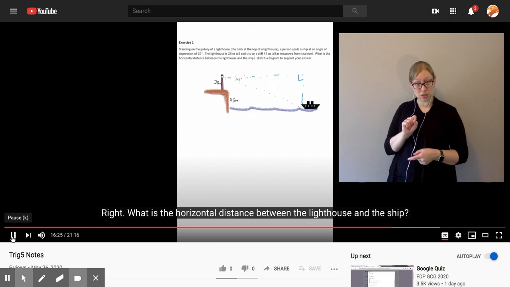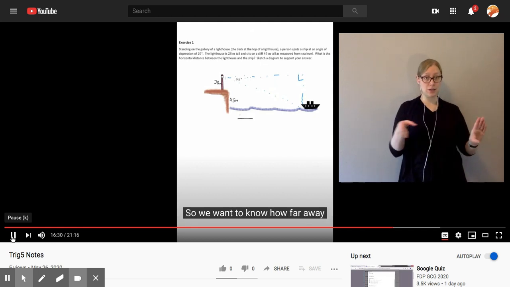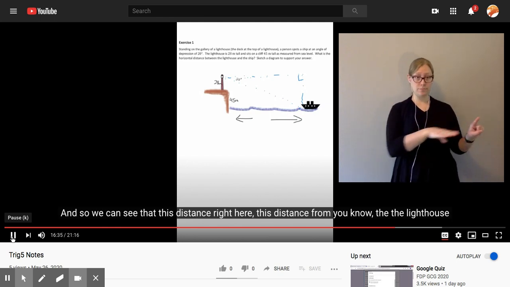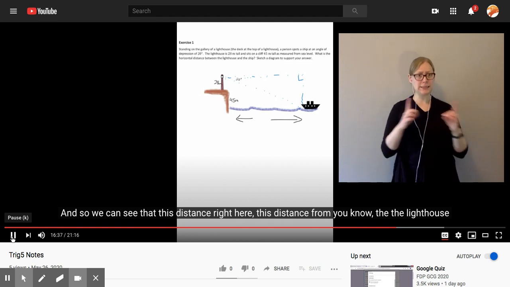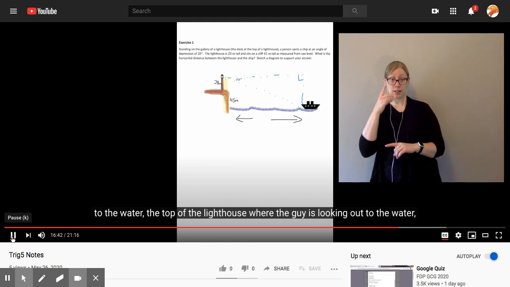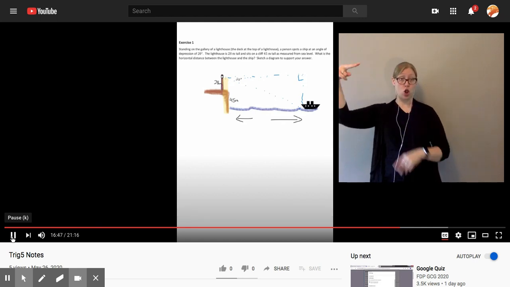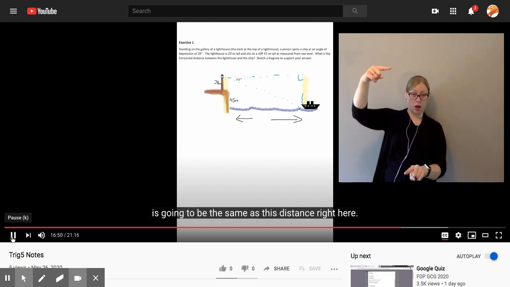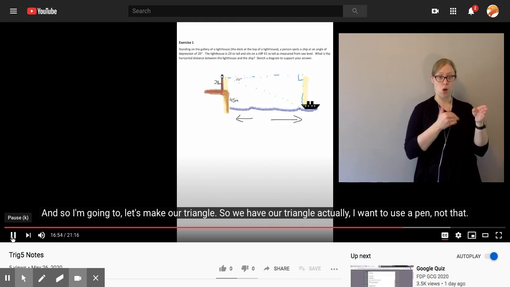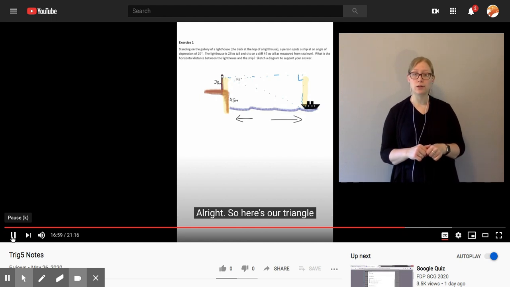What is the horizontal distance between the lighthouse and the ship? So we want to know how far away this is, all right? And so we can see that this distance right here, from the top of the lighthouse where the guy's looking out to the water, is going to be the same as this distance right here. And so let's make our triangle. Actually, I want to use a pen, not that. All right, so here's our triangle.